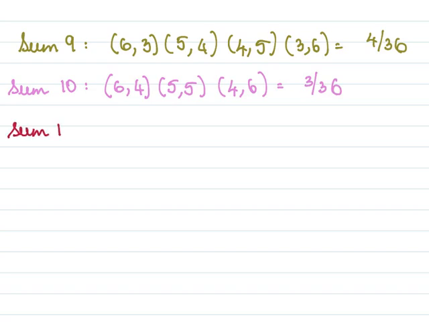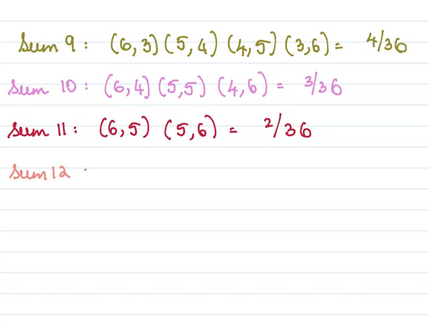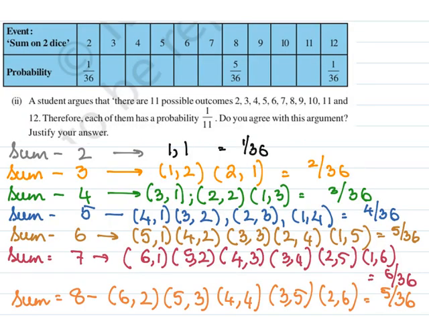The next is sum 11. Sum 11 would be 6, 5, or 5, 6. That is 2 out of 36. And then sum 12. And sum 12 is just 6, 6. That is 1 out of 36. So now we can fill in.